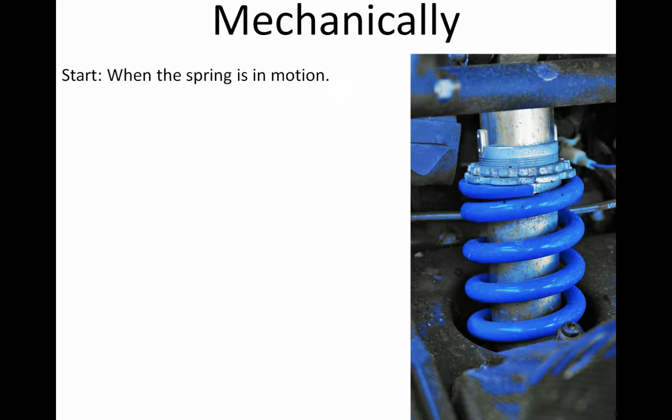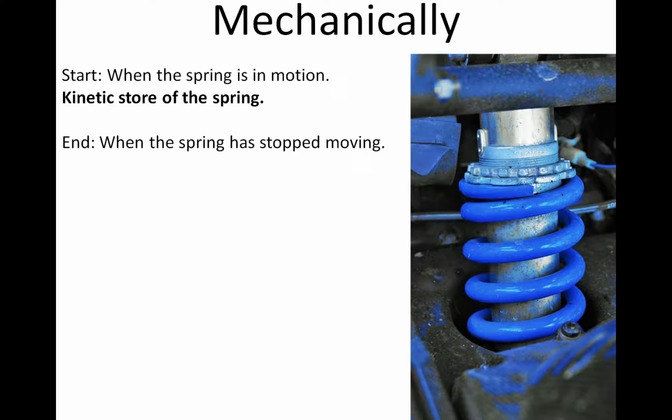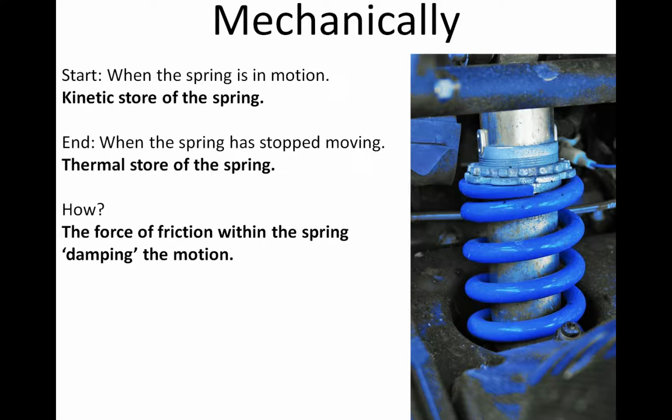Next, a similar situation again, only this time when the spring is in motion is what we're considering the start point. So we're going to consider the kinetic store of the spring. And the end point is going to be when the spring has stopped moving. In this case, it will be the thermal store of the spring. How did this happen? Well, there will be something called a damping force. The force of friction within the spring damps the motion, which means it slows it down over time. It reduces the energy in the kinetic store and the elastic potential store.